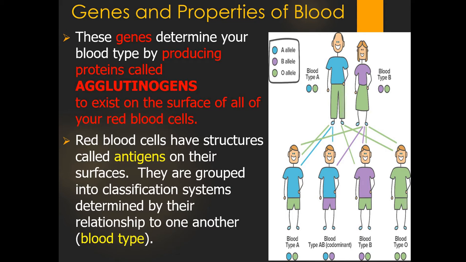They exist on the surface of everyone's red blood cells. Red blood cells have structures that we call antigens. Okay, the antigens are on the red blood cell. They're grouped into classification systems that we already know: A, B, and O. Okay? So we're going to go into this a little bit more. So antigens are grouped into systems determined by their relationship to one another, known as blood type. Okay, we okay to go forward? Okay.